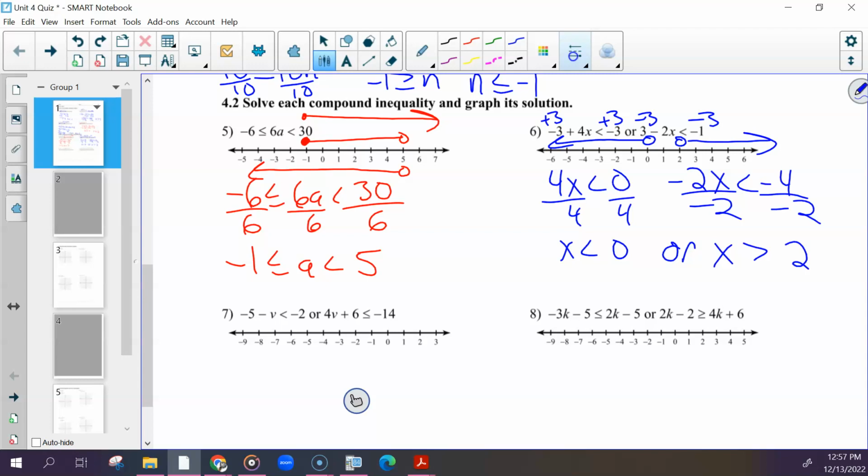So 5 was worth 3 points: correctly doing your graph, your final answer, and your work. 6 through 8 are all worth 4 points: the work for both sides, your final answer, and your graph.